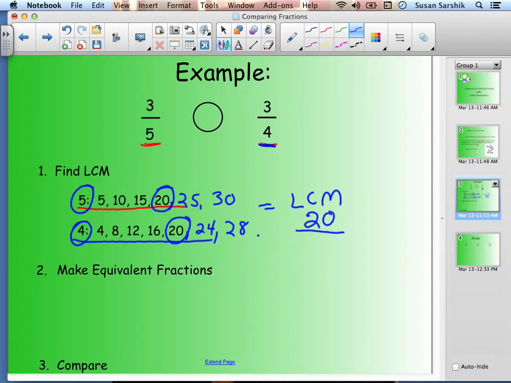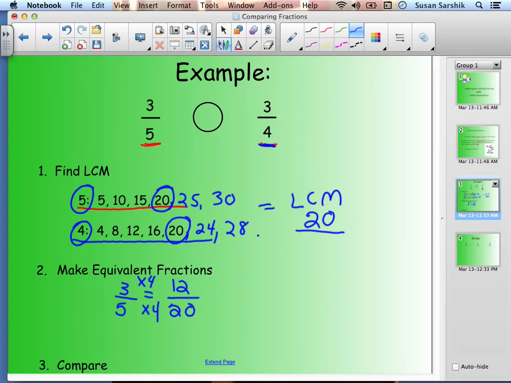So if I go to step 2, I'm making equivalent fractions. What I'm looking at here is 3/5, changing that into an equivalent fraction with 20 in the denominator. So let's do this one first. What do I do to 5 to get 20? Okay, you multiply it by 4. Remember, what I do to the bottom, I do to the top. So if I'm multiplying the bottom by 4, I also have to multiply the top by 4.